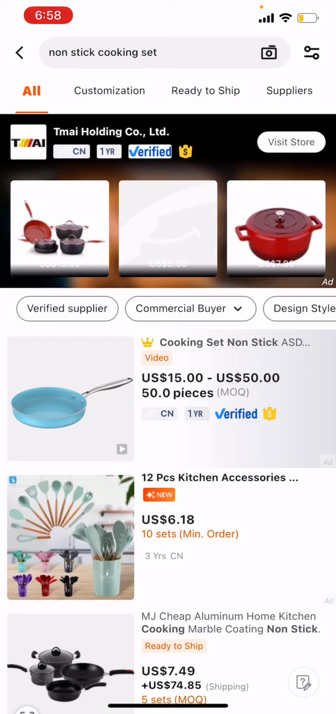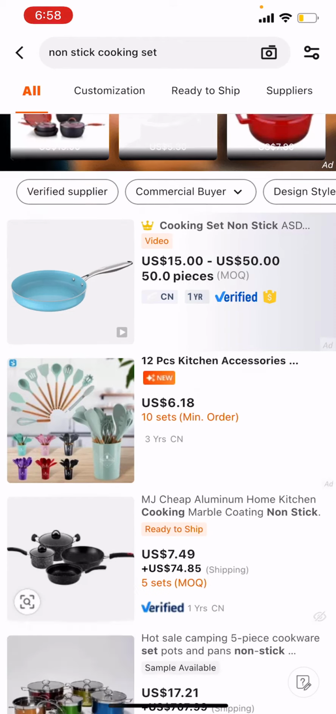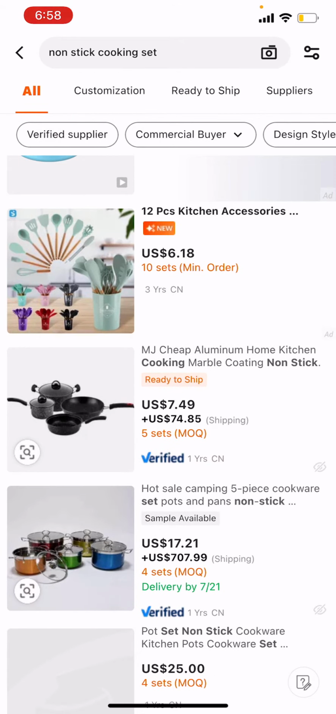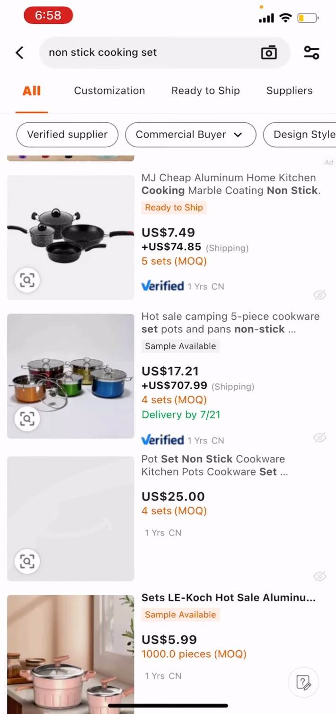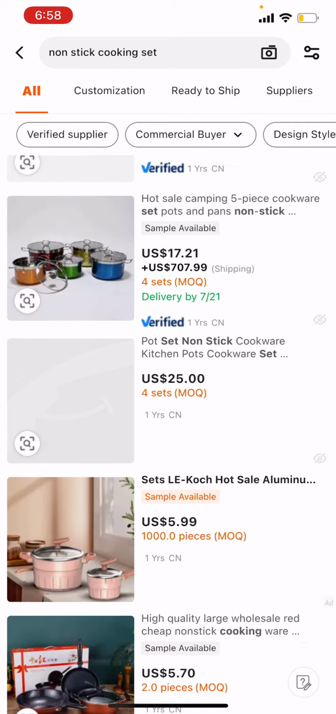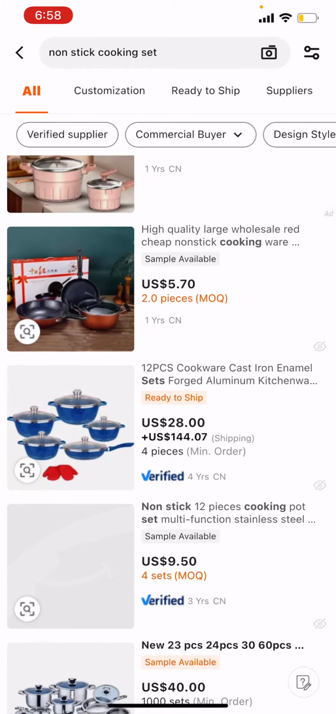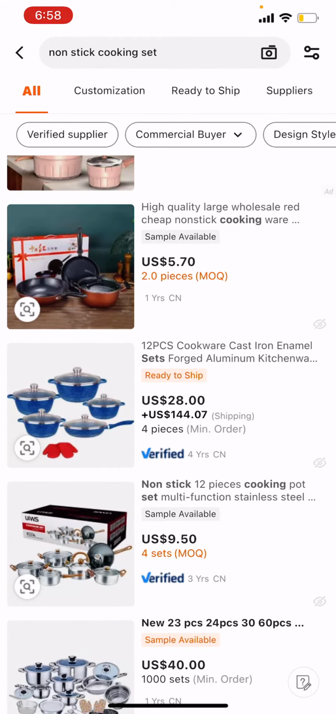Look, I did a search for non-stick cooking sets, and then when you look at this one, it says $7.49. Shipping cost is $74. This one says that it's $17. Shipping cost is $700. It doesn't make sense. But of course, it doesn't make sense because that's not how we ship on Alibaba traditionally. This one says $28, and then you pay shipping cost of $144.